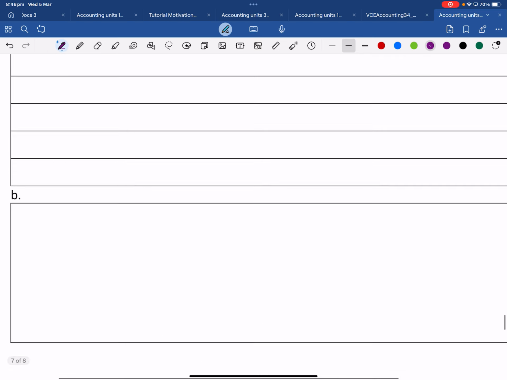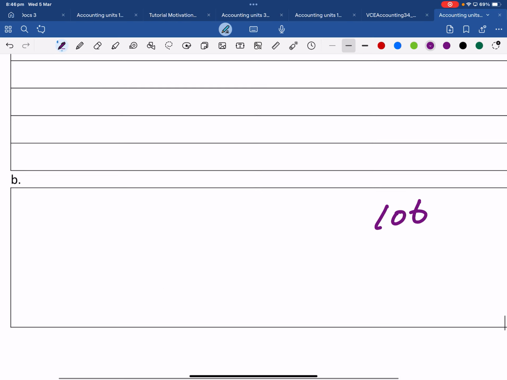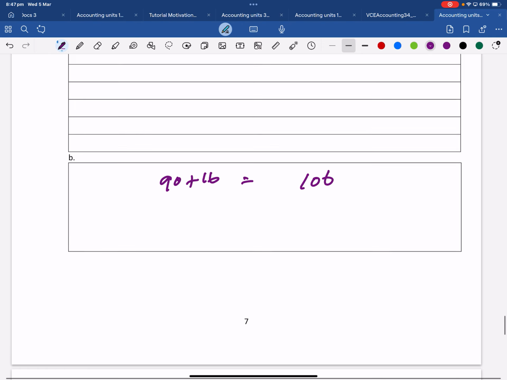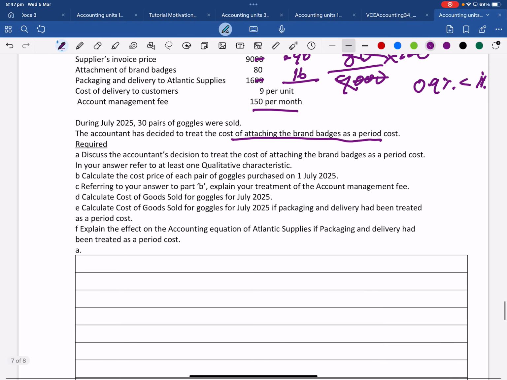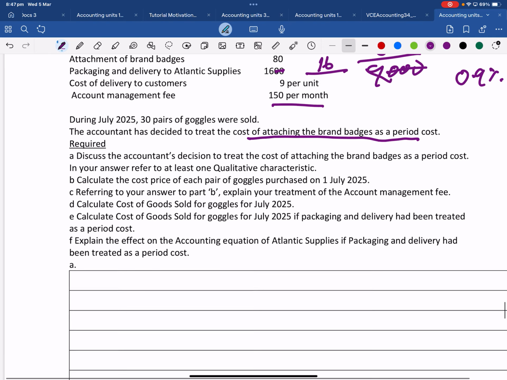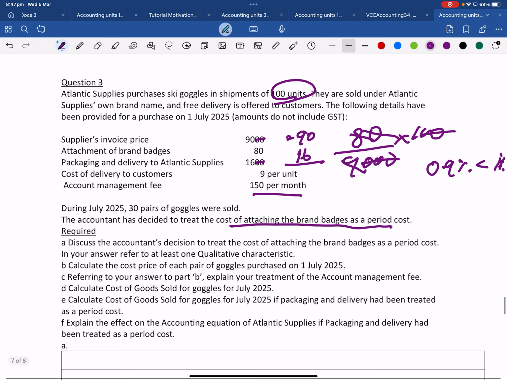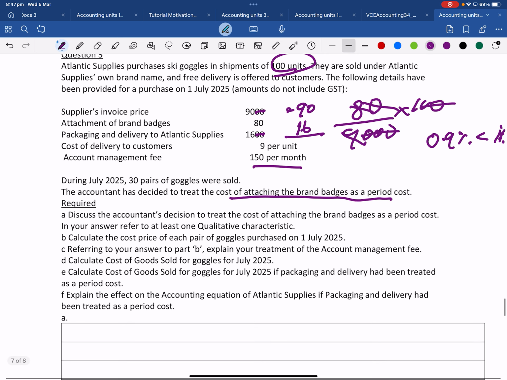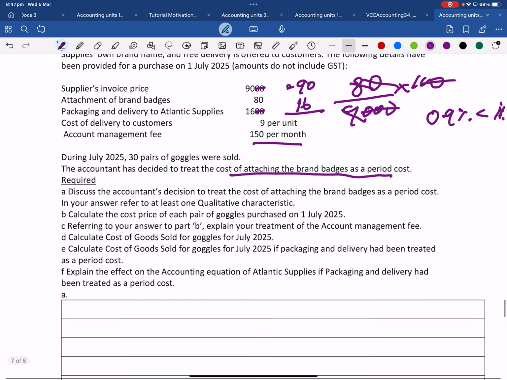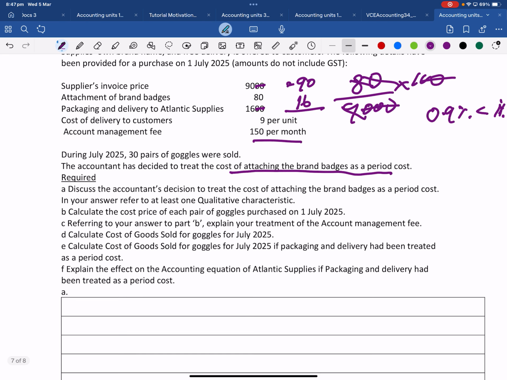90 plus 16, which is how much? 106. Okay, part C. Account management fee is a period cost. Why? What is that account management fee, guys? That is how much their supplier is charging for giving the service to them. So it's a period cost. Why? Per month. Period.